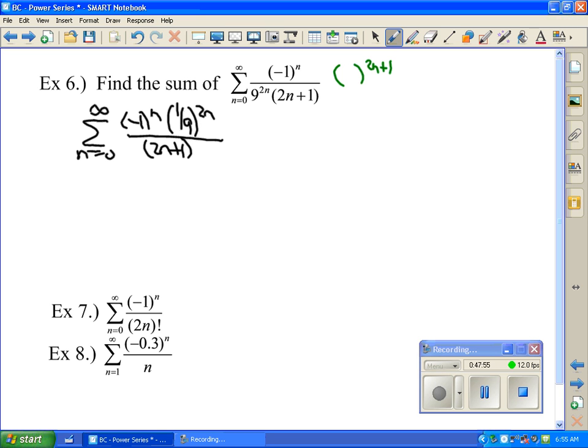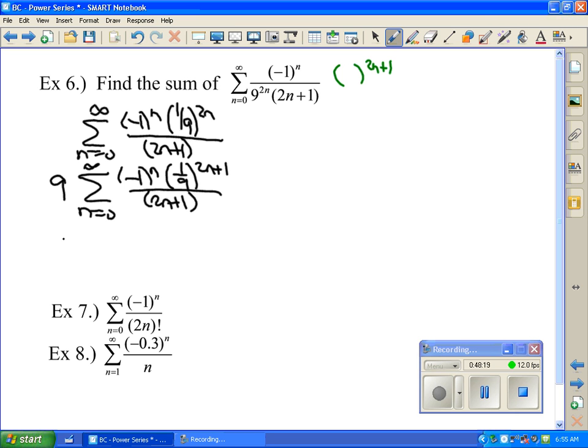And I think that's it. Okay, so the 1/9 is almost ready. I just need a plus 1 for that. So now I'm going to rewrite this as the sum from n equals 0 to infinity of (negative 1)^n times (1/9)^(2n+1), all over 2n plus 1. But what I've done technically is I've added a 1/9 to the problem. So to balance it out, I'm going to multiply by a 9 as well.